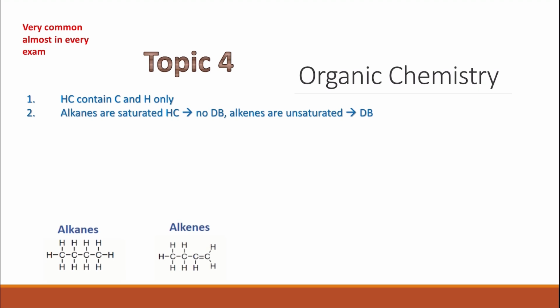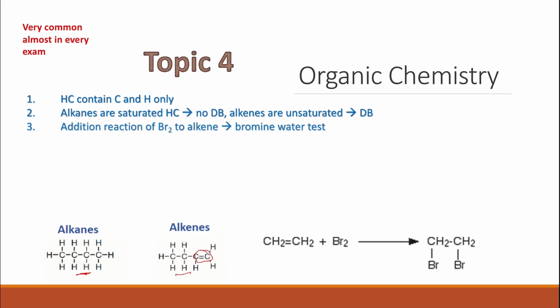Remember that alkanes are saturated hydrocarbons because they don't have any double bond. This is very common in the exam, while alkenes have this double bond, so they are unsaturated. Since they ask about saturation and unsaturation, they're going to ask about the addition reaction for the alkenes. Test for the double bond, or test for unsaturation, is the bromine water test. Bromine water will change color from orange to colorless in the case of alkenes only, not alkanes, because alkanes do not react with bromine water. There is no addition, it's saturated.